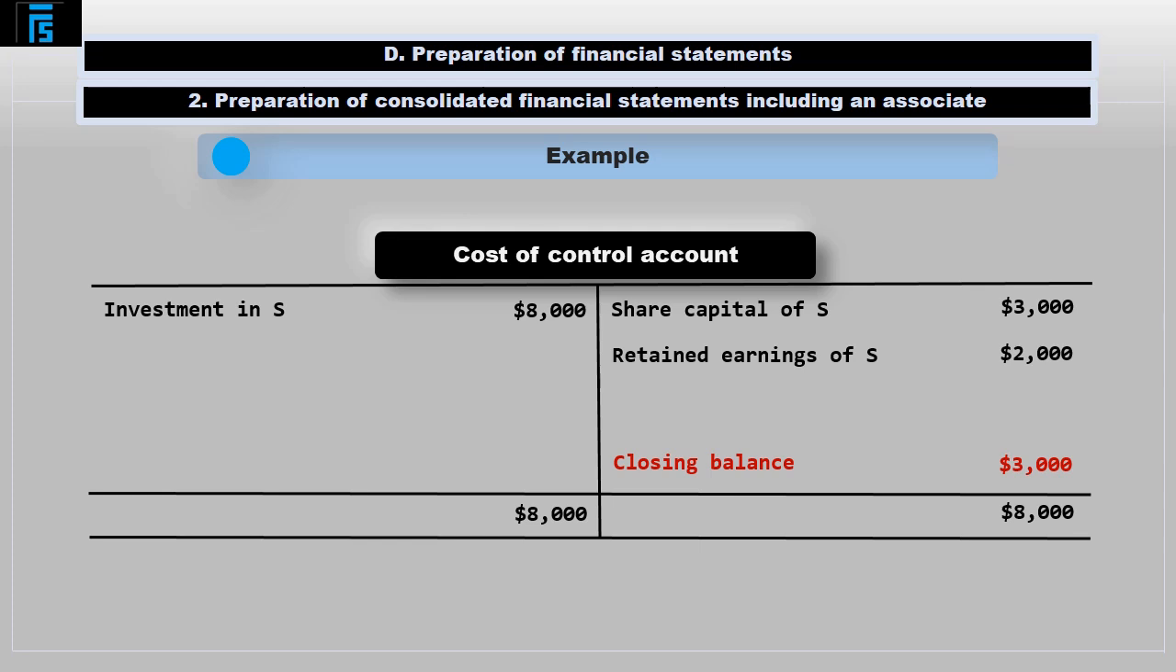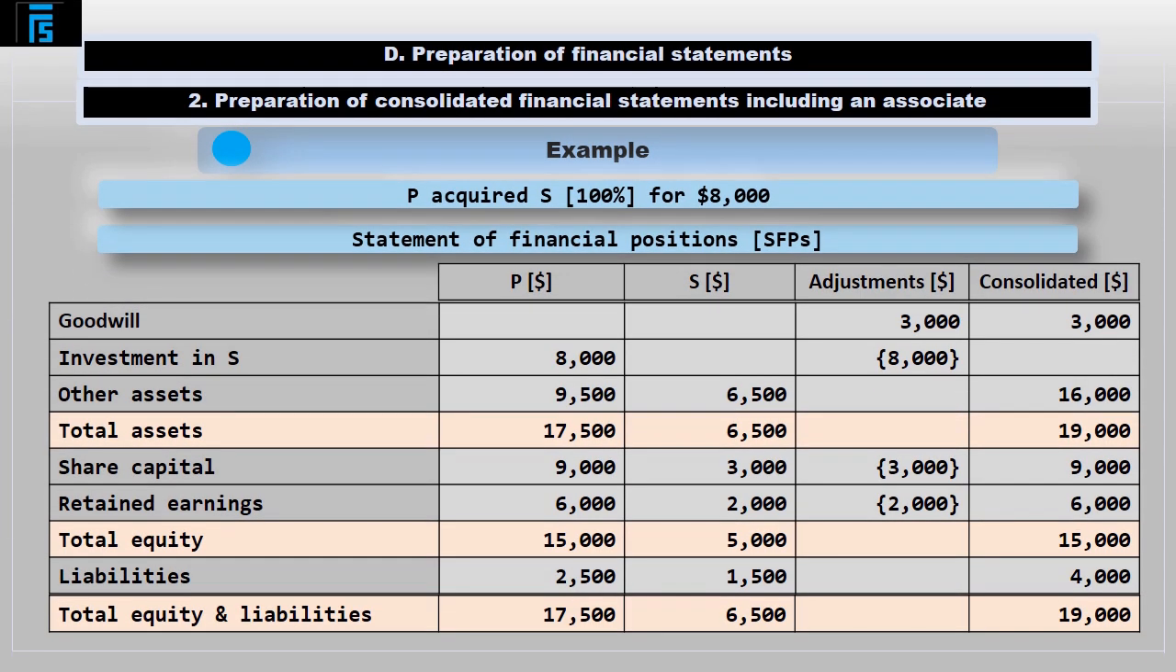We may now compute the balance of the cost of control account, seeing as the single debit entry is higher by €3,000 than the sum of the credit entries. The account has a closing debit balance of €3,000. This amount corresponds to the excess of the purchase price over the net assets of the acquired subsidiary and is referred to as goodwill. Goodwill is presented as a non-current asset in the consolidated statement of financial position, so let's insert it at the very top of the statement using the adjustments column to record the €3,000 of increase in assets.